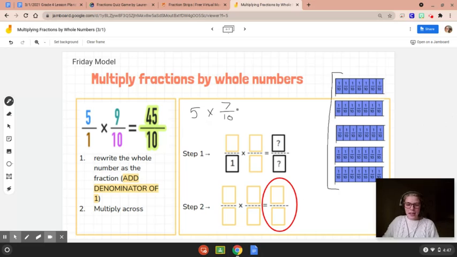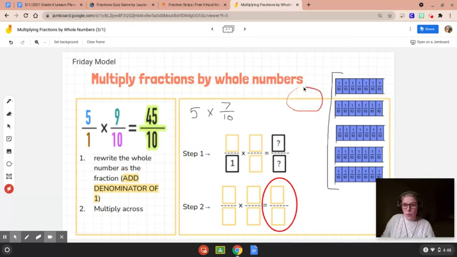Okay. Now, another way of solving this, besides counting up all of these blocks, is that we can take this whole number here, and we can turn it into a fraction that has the same value. So remember, any fraction where the numerator and denominator are the same, like for example, 1 over 1, 2 over 2, 3 over 3, all of those are equal to one whole, right?